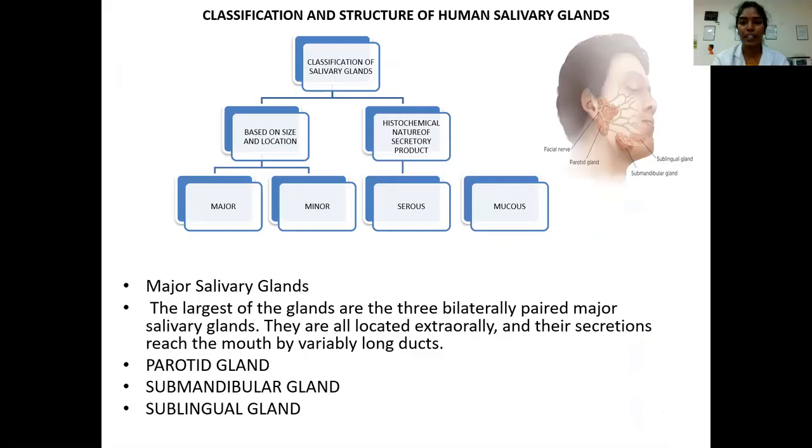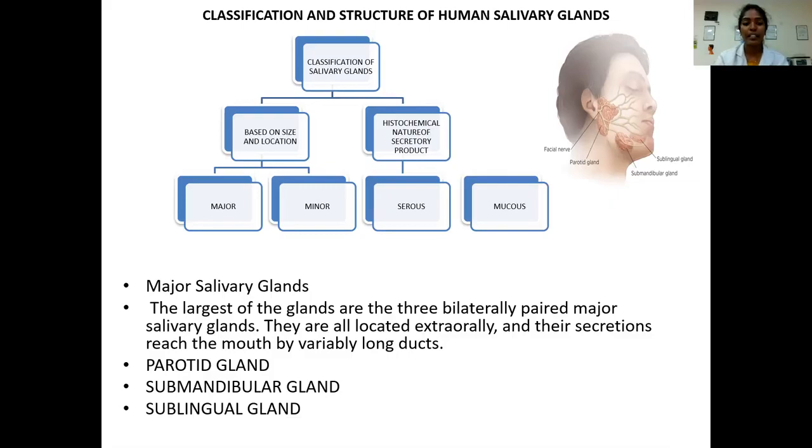Now, going into the classification of the salivary gland. The salivary gland is basically classified based on location as major and minor salivary gland, and based on the histochemical nature of secretory product, they are divided into serous secreting salivary gland and mucous secreting salivary gland.